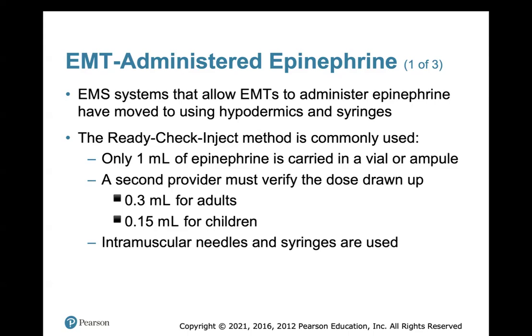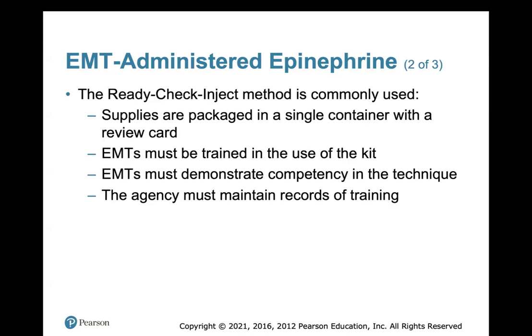Verify the dose drawn up. So 0.3 mLs for adults, 0.15 mLs or 0.15 milligrams because it's 1 to 1 for children. Intramuscular needles and syringes are used. A lot of times when these are carried on a BLS ambulance, they'll be all packaged together along with a review card that basically has a step by step of what you need to do.